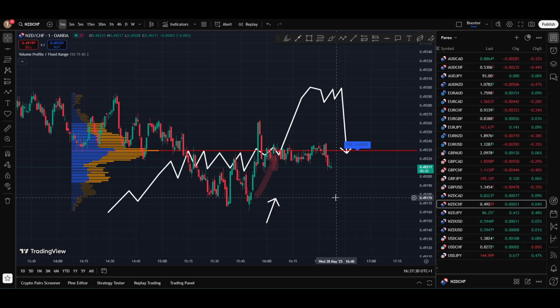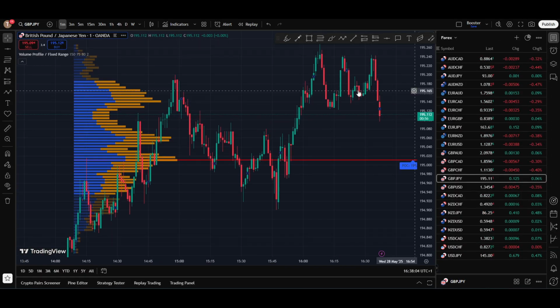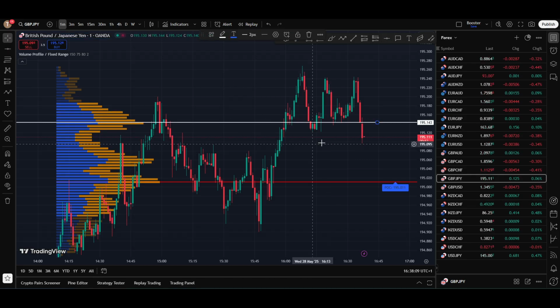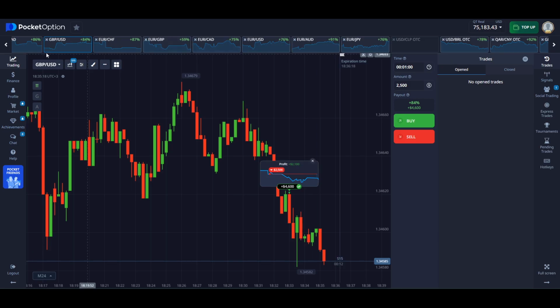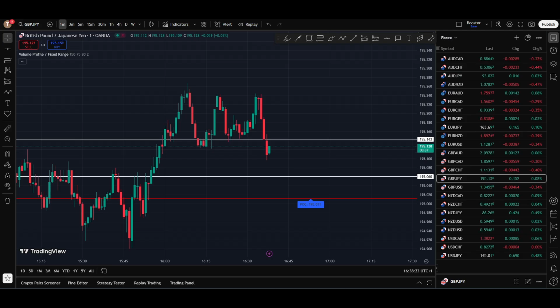Now, let's look at another example. Here's a good example: British pound, Japanese yen. What can we see here? Let's mark the largest volume. Here we have one volume level that we broke through. Next, let's look for the nearest large volume. It's located much lower. So, from this point on the British pound / Japanese yen, we can open our trade upward toward our large volume, just like I mentioned.